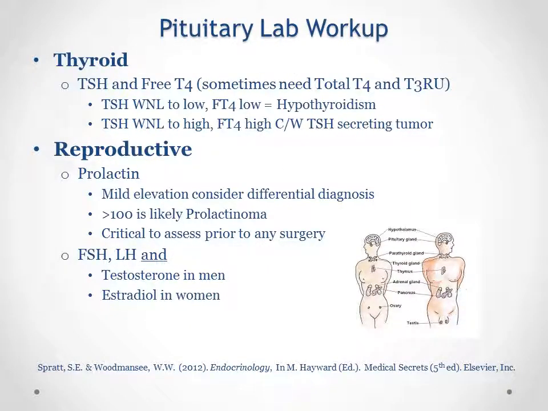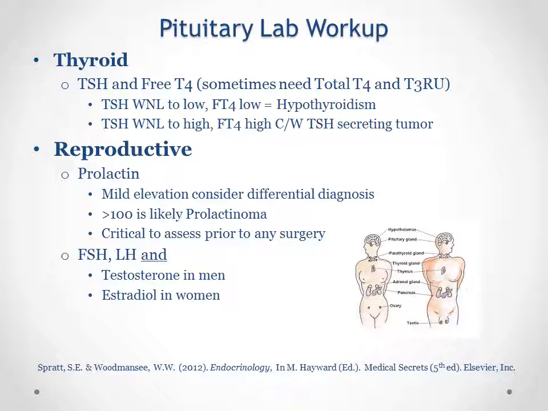The lab workup for pituitary disease usually starts with your hormone workup, including thyroid testing, TSH, and free T4. Sometimes you may need the total T4 and T3. If the TSH is normal but you've got the low free T4, that usually means hypothyroidism. But if the TSH is normal to high and the free T4 is high, then you can be thinking about a TSH secreting tumor.